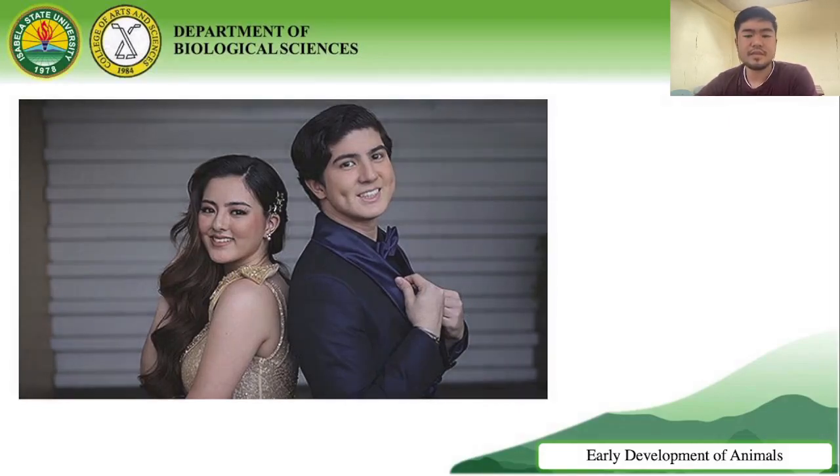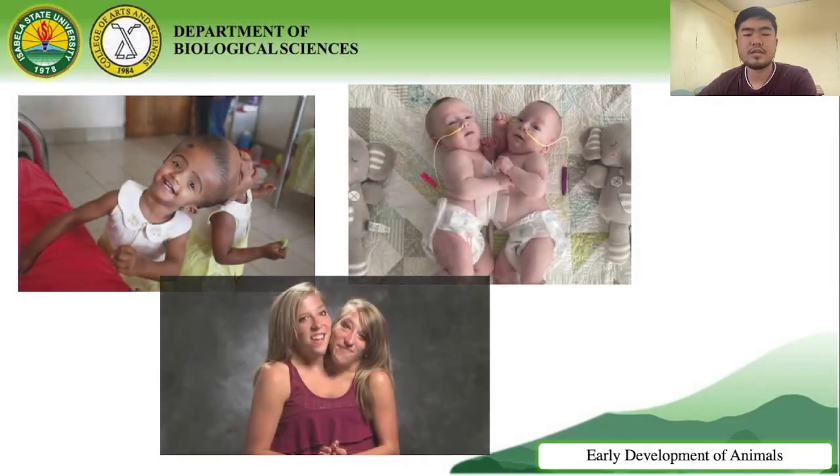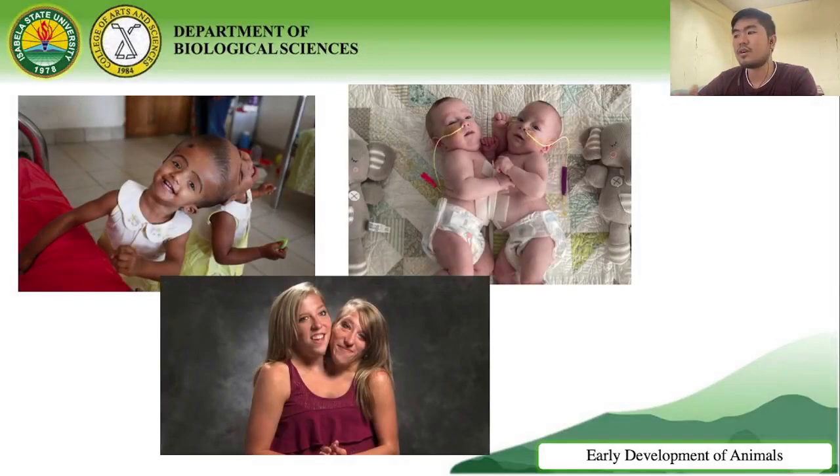And these are conjoined twins naman, or the Siamese twins, which are the result of partial separation of a fertilized egg. So, ito yung hindi fully nag-separate. There are cases na pwede naman silang paghiwalayin pagtanda or pagkalabas nila, but there are some na mahirap because some of them may share only one heart, one organ, at wala dun sa kabila.